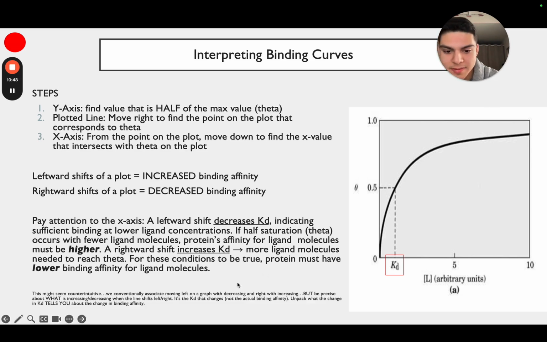And this may seem counterintuitive, but we can eventually associate moving left on the graph with decreasing and right with increasing. But be precise about what is increasing or decreasing when the line shifts and how that relates to other nomenclature, other concepts, right? So KD does move left, it does decrease, but that means that the binding affinity actually increases conceptually.